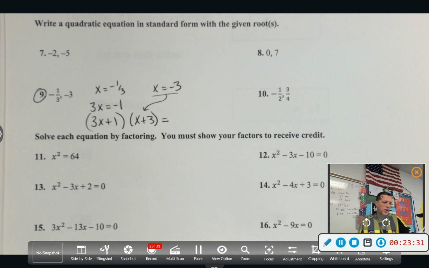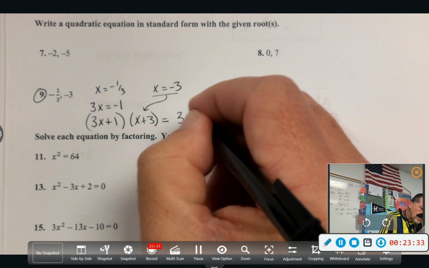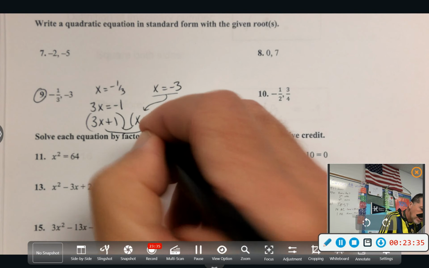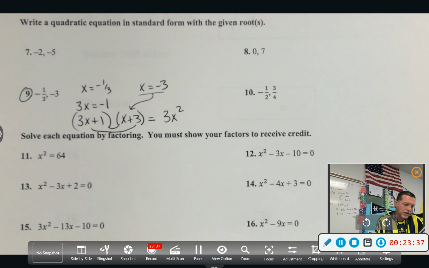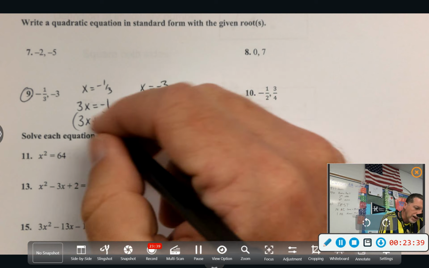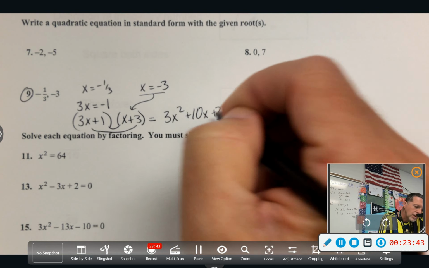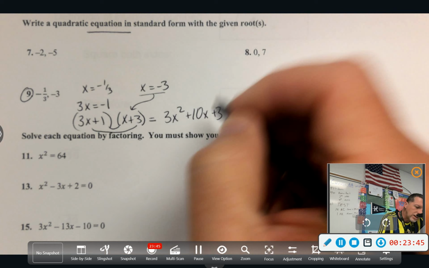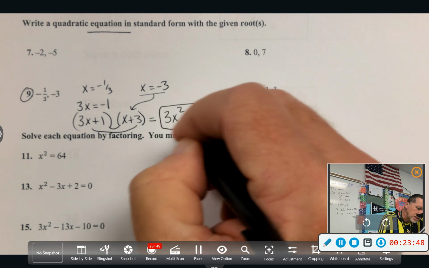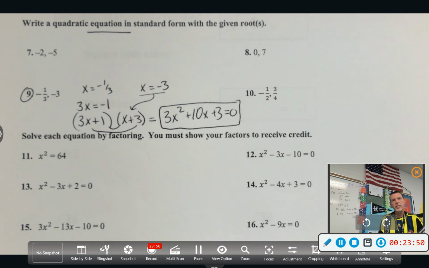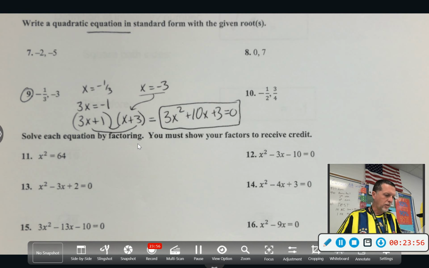And then I just multiply them out. 3x squared. To save time and space, I'm going to multiply and combine in the same steps here. So plus 10x plus 3. And it does want an equation, so I'll write equals 0 on the end of that. All right, so 18 questions, but 6 are super easy, and the rest you've done before, really.